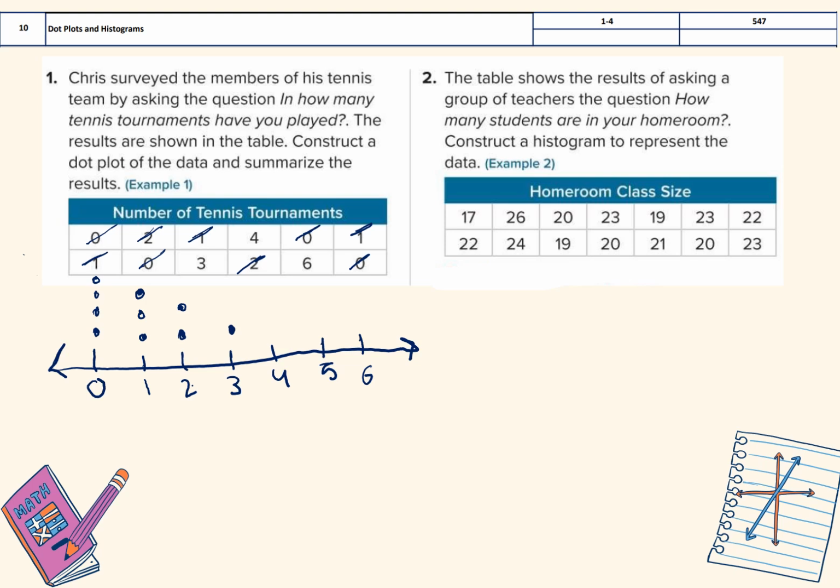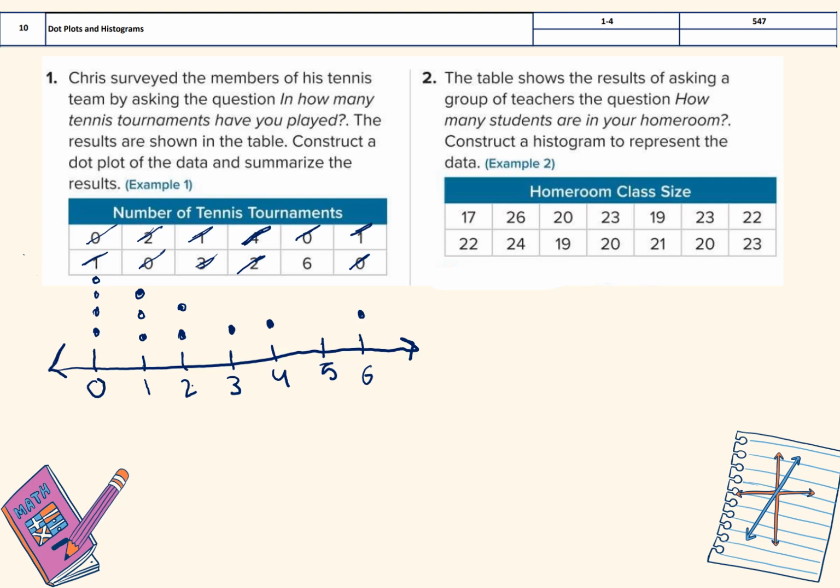How many fours do we have? Also, we have only one 4. So 1 dot above 4. How many fives do we have? Nothing. We don't have a 5 at all. So I'm not going to make anything above 5. Then how many 6s do we have? We have one 6. So 1 dot above 6. And that is our dot plot. Question number 2. In question number 2, we need to construct a histogram.